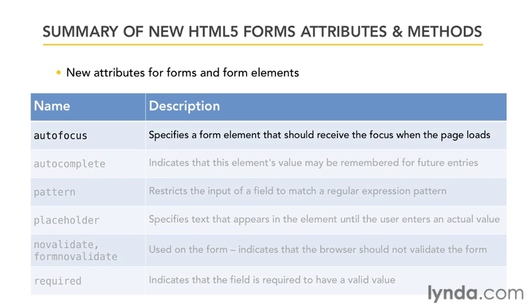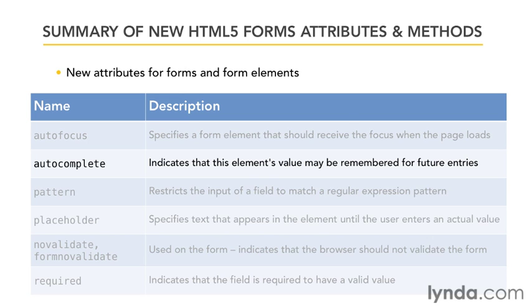The first one, the autofocus, specifies a form element that should receive the input focus when the page loads. So when the page comes up, the browser will look for the first element that has autofocus on it and give it the focus. The autocomplete attribute indicates that this element's value might be remembered for future entries. Some browsers provide the ability to remember stuff that you've typed into certain text fields and other input elements, and this controls whether or not you want the browser to remember those values.